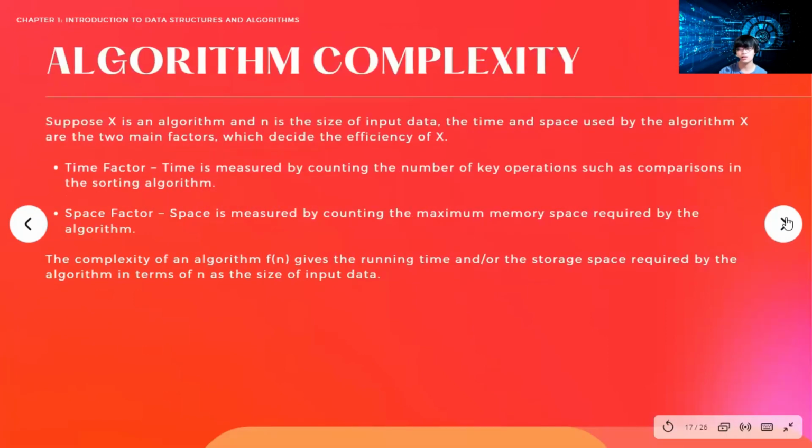Next, algorithm complexity. Suppose X is an algorithm and N is the size of input data. The time and space used by the algorithm are the two main factors which decide the efficiency of X. First, algorithm complexity, the time factor. Time is measured by counting the number of key operations, such as comparisons in a sorting algorithm. So it's very important that you consider the time factor.